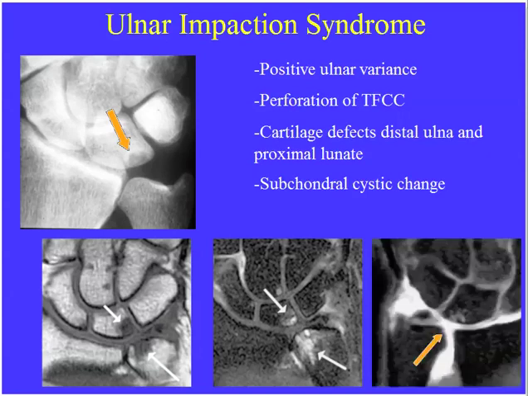They may also show you the perforation of the triangular fibrocartilage, which typically sits extending from the distal radius to the distal ulna. In this case, we have a mild positive ulnar variance, and we have some marrow edema within the adjacent lunate representing impaction and a full thickness tear of the central aspect of the triangular fibrocartilage.